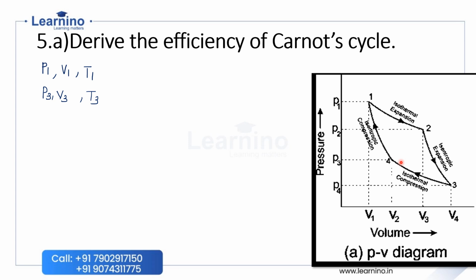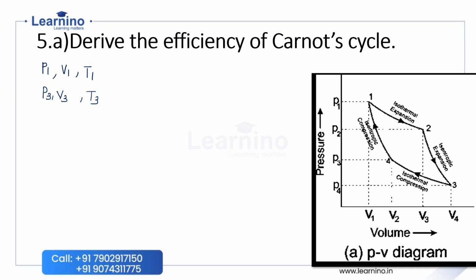During this process work is done on the air and an equal amount of heat is rejected to the cold body. At state 4 the cold body is removed and air is compressed adiabatically to initial state 1. In this PV diagram, the adiabatic compression process is represented by 4, 1. During this process work is done on the air to bring it to the original state.